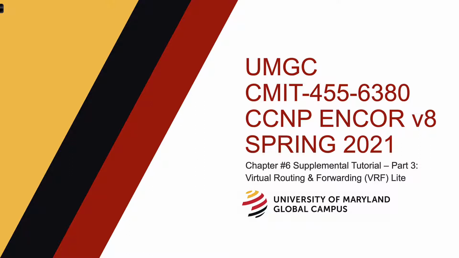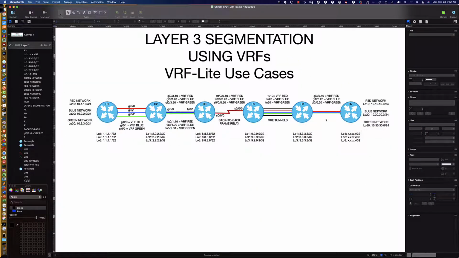This is the CCNP ENCOR version 8 curriculum from the Cisco Networking Academy, and in this tutorial video, we're going to be taking a supplemental look at virtual routing and forwarding, and specifically VRF-Lite. Now, this is part 3 in this 5-part series, and we've already taken a look at how to perform VRF-Lite, where we are using dedicated individual interfaces between the routers, and each interface can only belong to a single VRF.